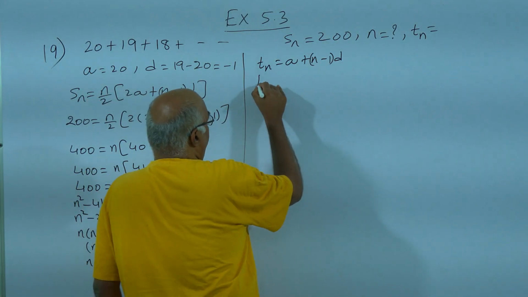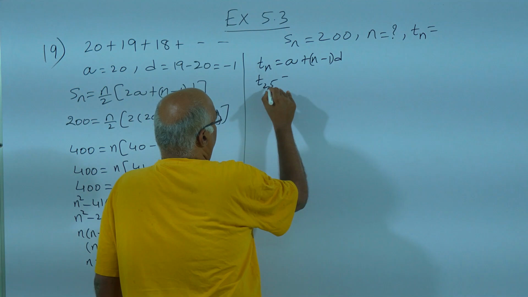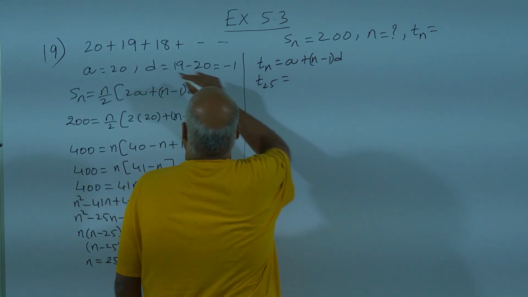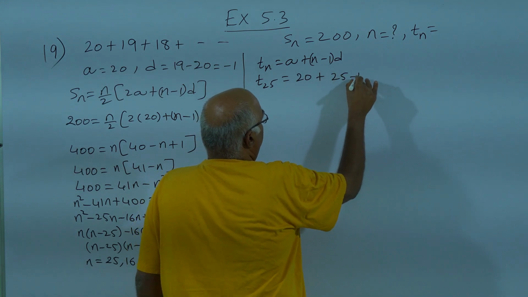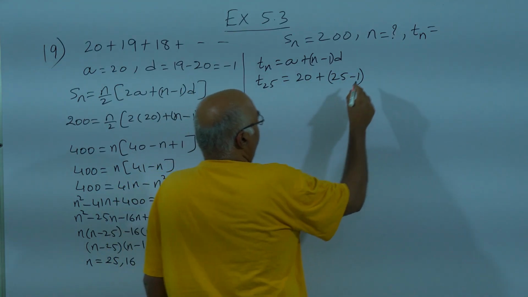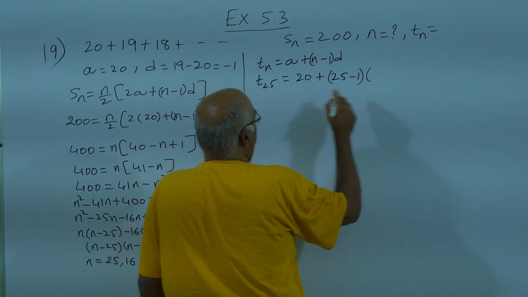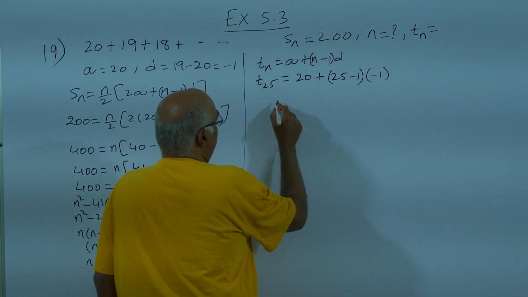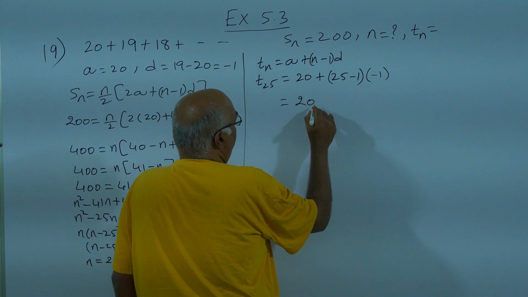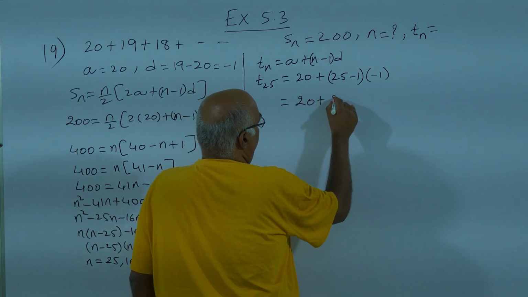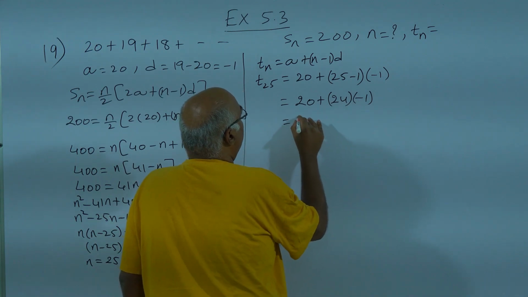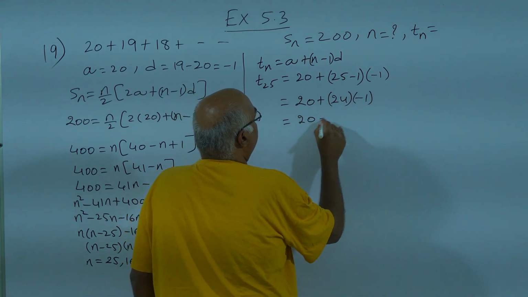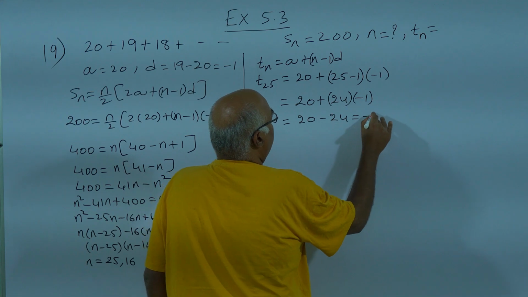Now let us find T25. T25 is equal to a, which is 20, plus 25 minus 1, here the value of n is 25, into the value of d, which is minus 1. So this is equal to 20 plus 24 into minus 1. This is equal to 20 minus 24, which is equal to minus 4.